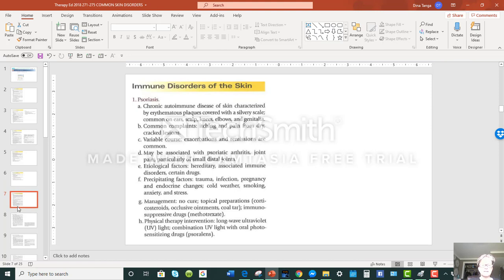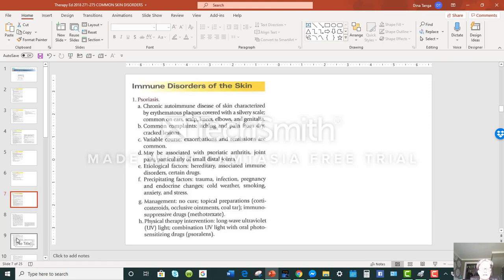Immune disorders of the skin. Psoriasis. Chronic autoimmune disease of skin characterized by plaques covered with a silvery scale. Common on ears, scalp, knees, elbows, and genitalia. Common complaints: itching and pain from dry, cracked lesions. Variable course. Exacerbations and remissions are common. May be associated with psoriatic arthritis, joint pain, particularly in small distal joints.